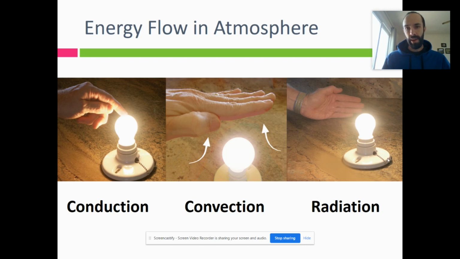Radiation is the transfer of energy through electromagnetic waves through space in all directions. If you think about a big campfire, you can feel the radiation from a campfire from far away. You're not standing above the campfire, you're standing off to the side, and you can feel the heat from something off to the side. Okay, so those are the three different types of energy flow that you're going to have to know.